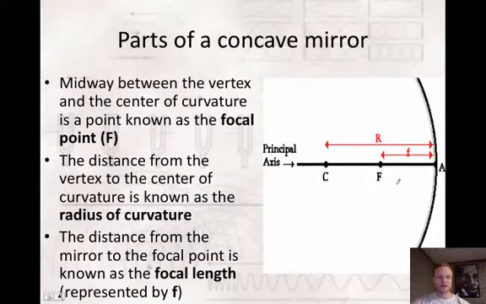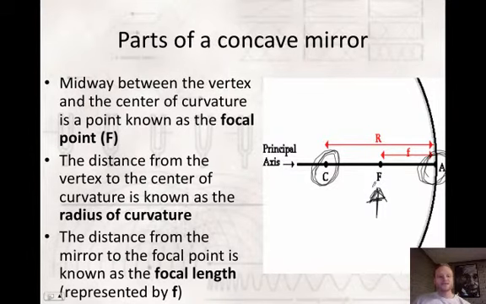Let's take a further look at some other points on a concave mirror. The midway point between the vertex and the center of curvature, so between point A and point C, is called the focal point. This is something we're going to be using a lot, so have an idea where the focal point is, because it's important. The focal point is typically represented with an F.